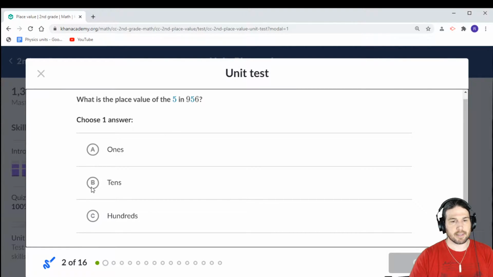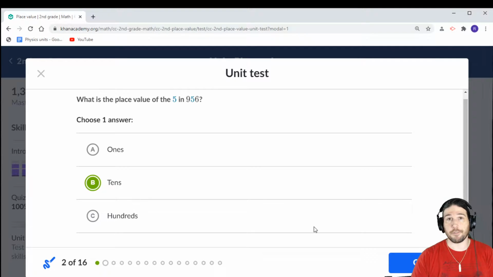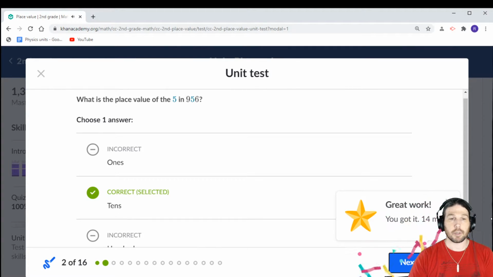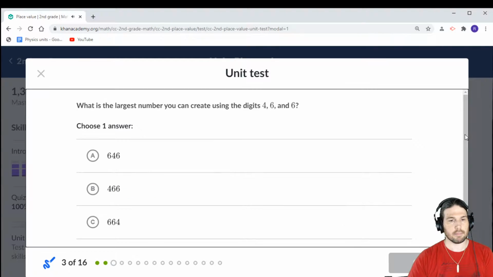That's the tens place. Of course, now that my computer fan is off, we can hear that the cops' sirens are going on in the background, which happens fairly frequently in my neighborhood.